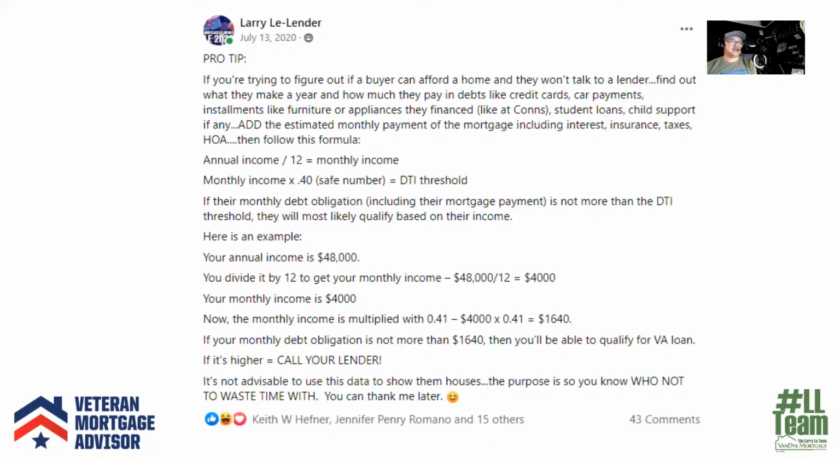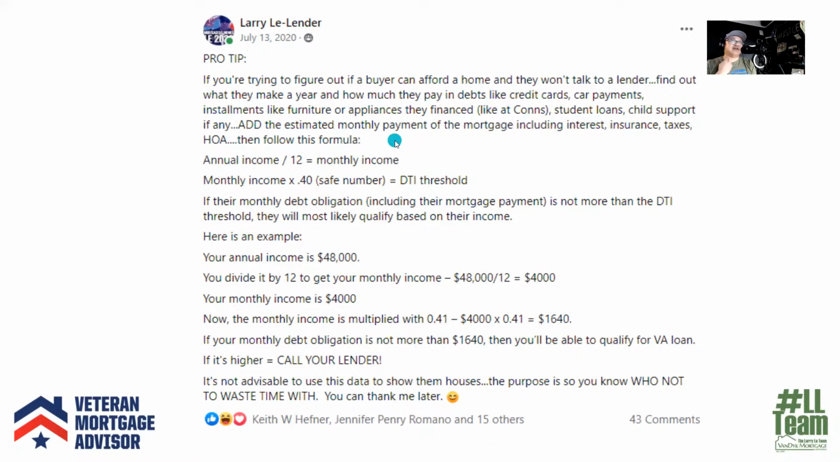You can use this formula to sort of have an idea, right? So you find out what they make a year and how much they pay in debts, like credit cards, car payments, and installments, like furniture or appliances they finance, like at Conn's, student loans, child support, if any. So the list I gave you, you can ask them those questions if they're willing to talk to you about it, right? And add the estimated monthly payments of the mortgage, including interest, insurance, taxes, HOA, then follow this formula.